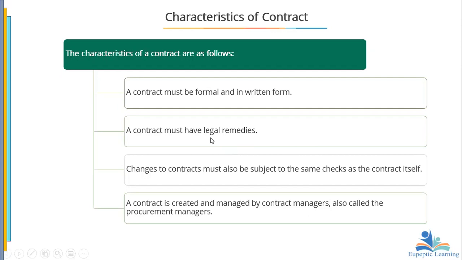So these are the legal remedies that we look at. When there are conflicts, how do we go about them? These are some of the things that we're talking about here. Now, changes to a contract must also be subject to the same checks as the contract itself.